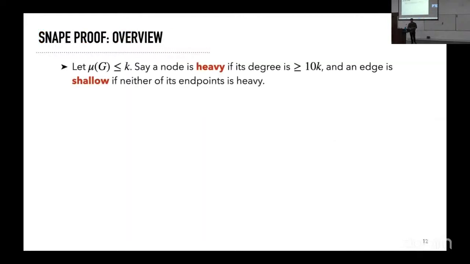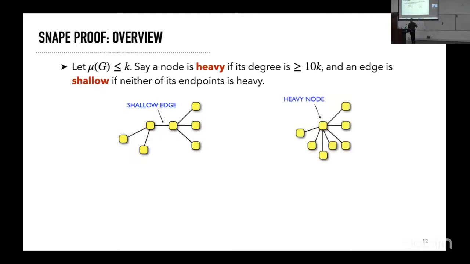So the overview is fairly simple. Let's say that a node in the original graph G is heavy if it has high degree, if its degree is at least 10K. Remember, K is an upper bound on the matching size. And let's call an edge shallow if neither of its endpoints is heavy. Okay. So here's a shallow edge. Its endpoints are low degree nodes. And here's a heavy node. It's just a very high degree vertex.